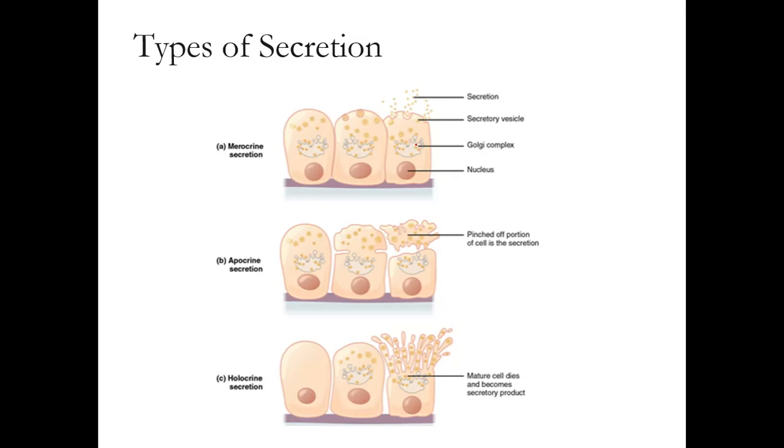So you just get the product, and the cell just keeps doing this its whole life. In apocrine, you can see how all the secretions build up, but then all of a sudden it starts to pinch off and it separates. And this is the actual secretion, including part of the cell, and then this just grows back. So it goes back to step one.